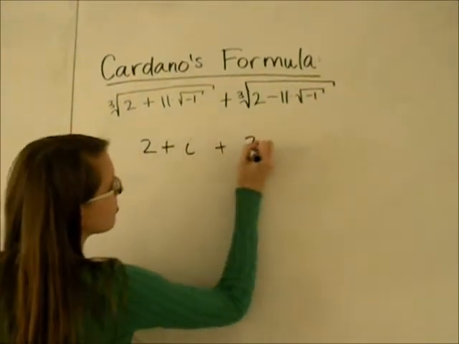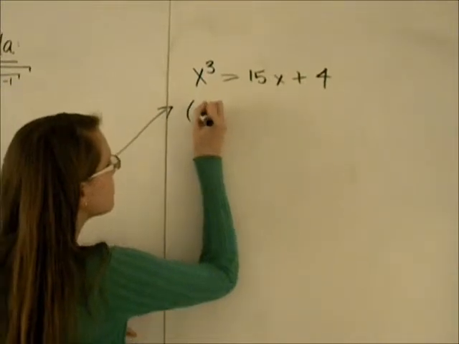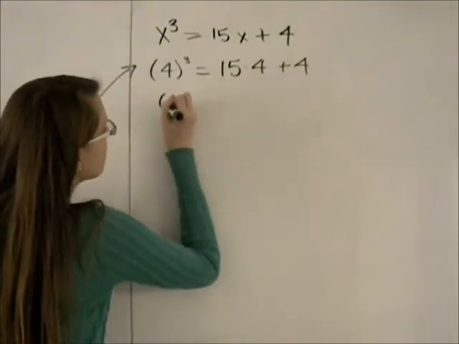Here, Cassie used the answers to the problems above to prove that Cardano's formula works given the equation x cubed equals 15x plus 4.